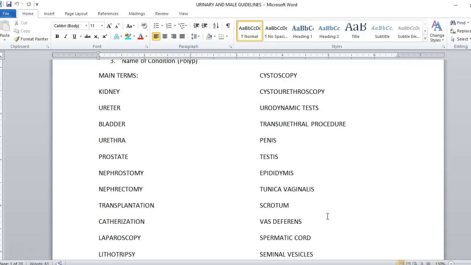We have to remember that as we're going through the urinary system, we start at the top and move down to the bottom. So we're going to start with kidneys, then the ureters, then the bladder, then the urethra, and then we have codes for the prostate.